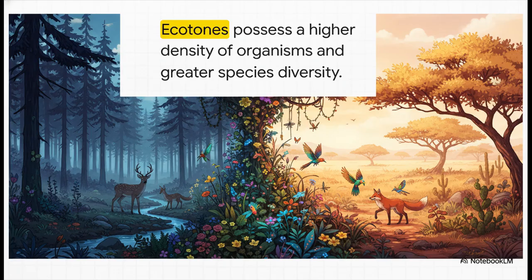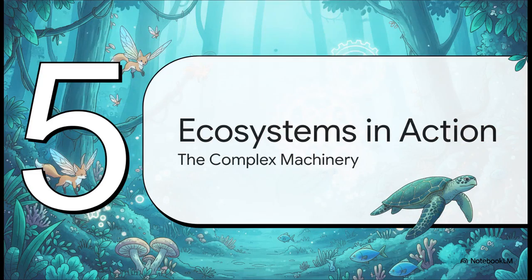Now, hearing zone of tension, you might think it's some barren wasteland. But actually, it is the exact opposite. Because an ecotone borrows intermediate conditions from both bordering worlds, it creates an incredibly vibrant borderland. Ecotones almost always possess a higher density of organisms and a much, much greater species diversity than either of the two ecosystems sitting right next to them. It's pretty amazing.